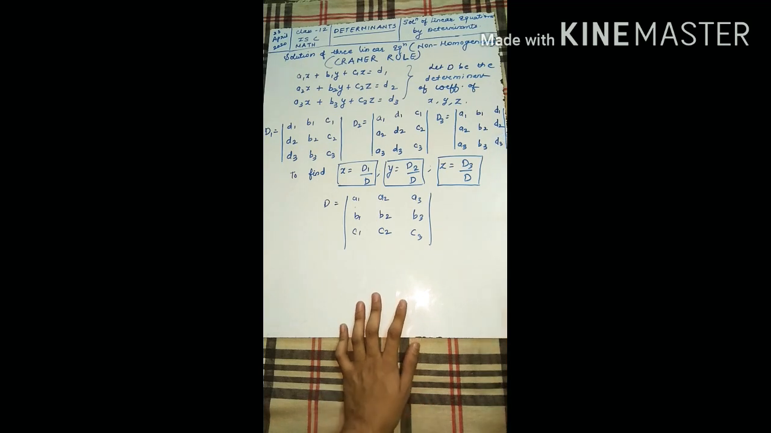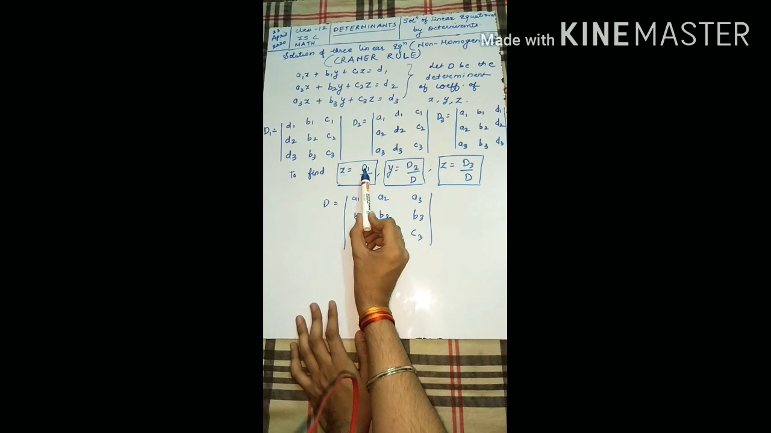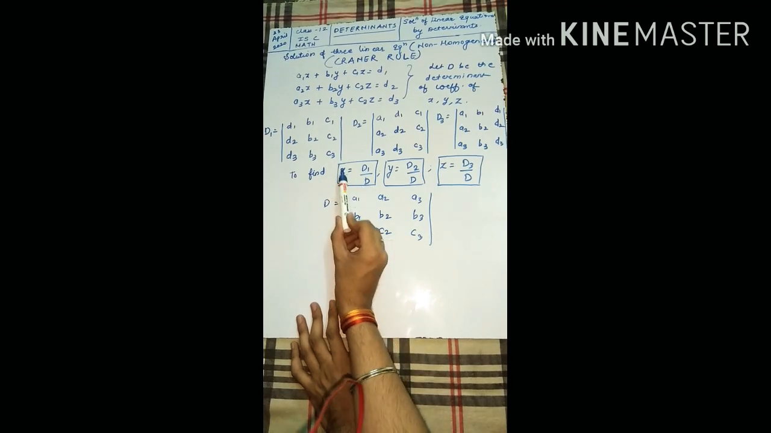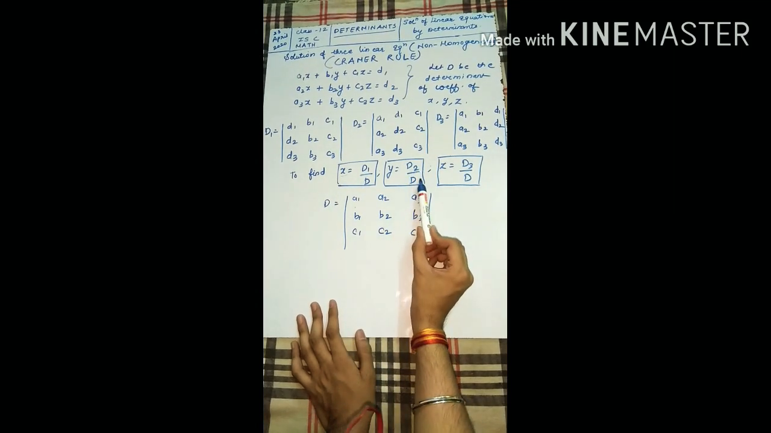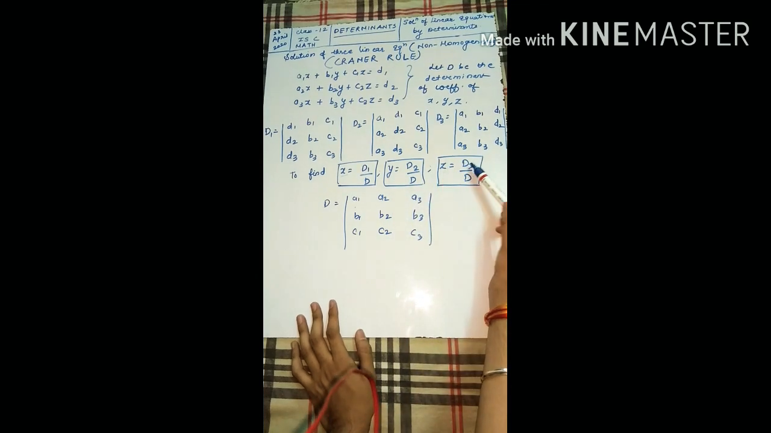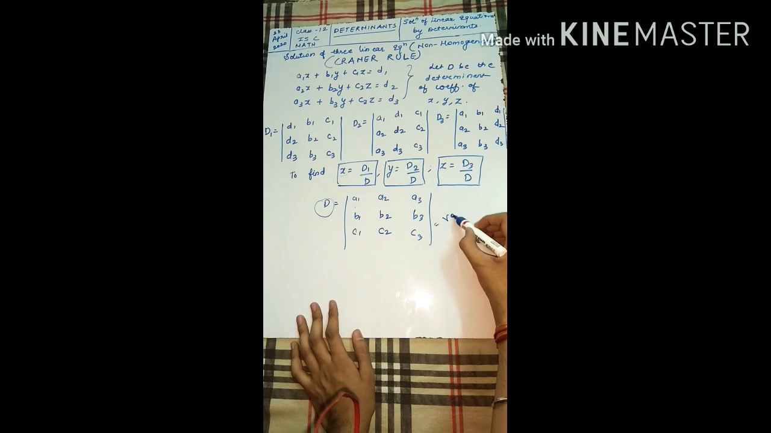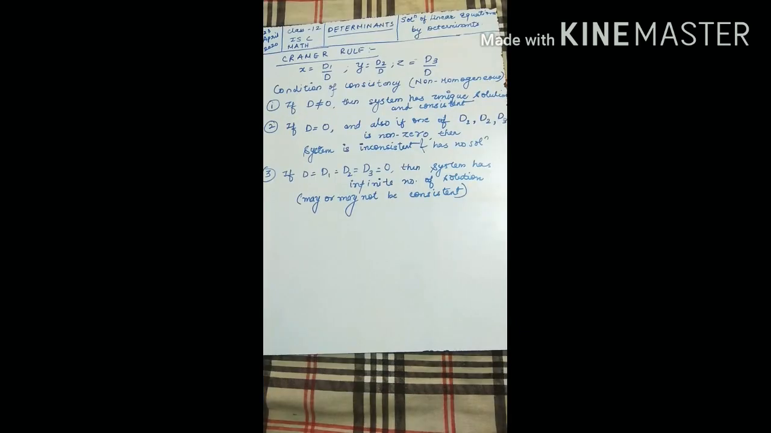Now what does the Cramer rule say? To find the value of x, you divide d1 by d and you will get the value of x. Divide d2 by d, you will get the value of y, and similarly for getting z, divide d3 by d. This is the determinant d. You have to find the value of this determinant.